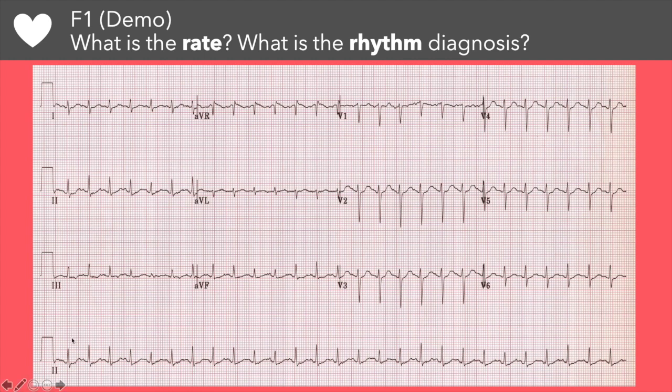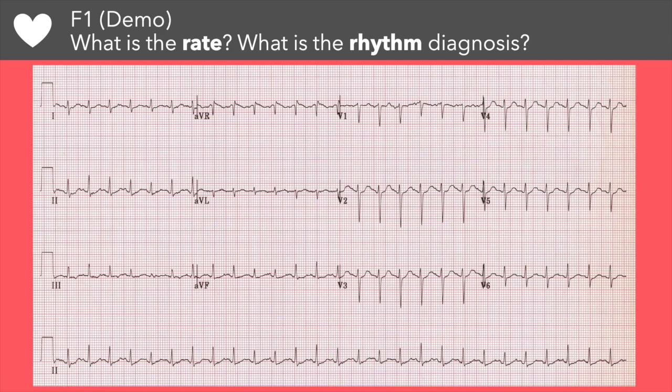Alternatively, I can count the number of QRSs. 1, 2, 3, 4, 5, 6, 7, 8, 9, 10, 11, 12, 13, 14, 15, 16, 17, 18, 19, 20, 21, 22, 23, 24, 25, 26, 27. 27 times 6 gives me 162 beats per minute. It also looks like sinus rhythm.